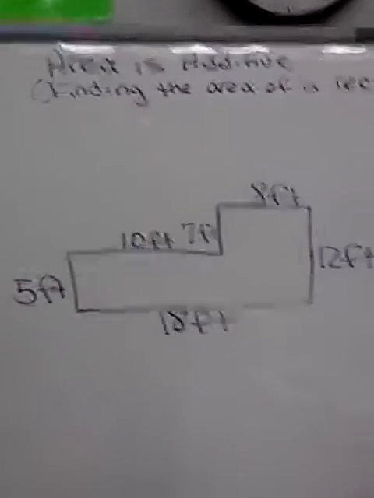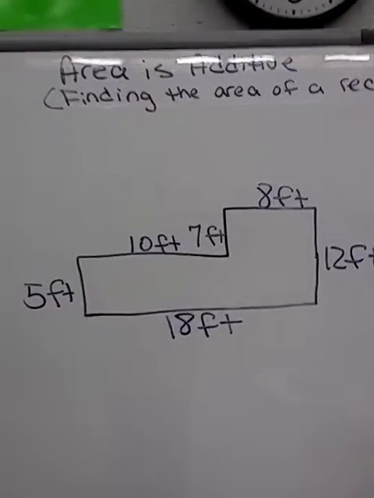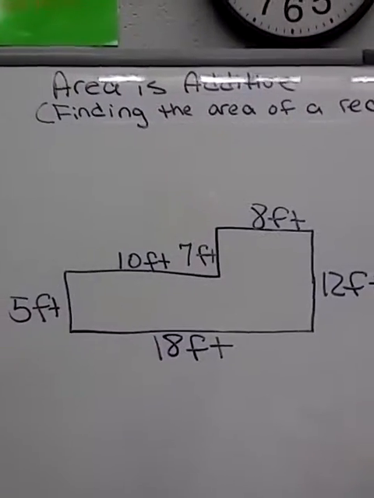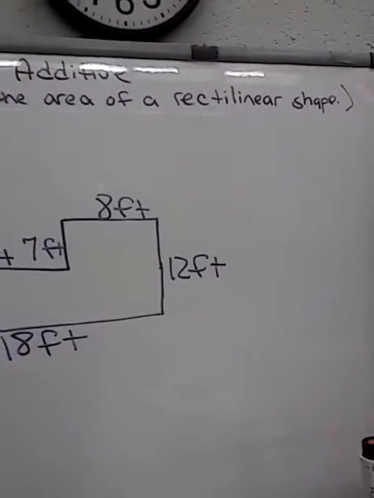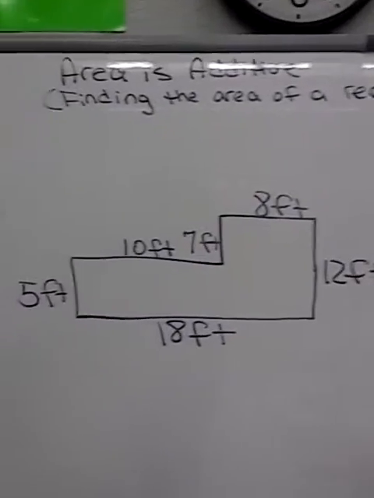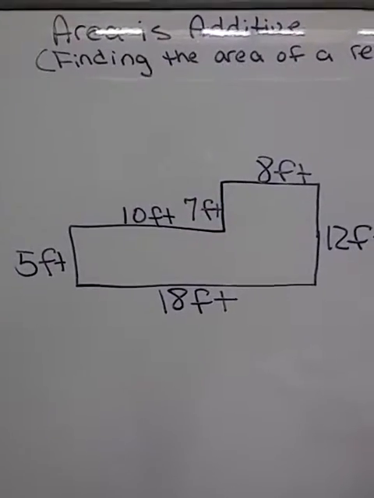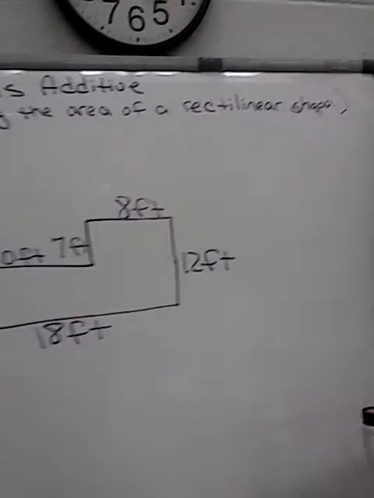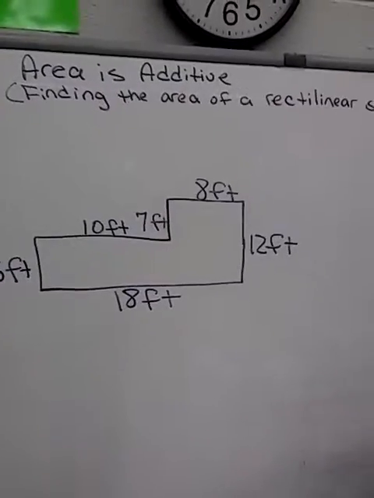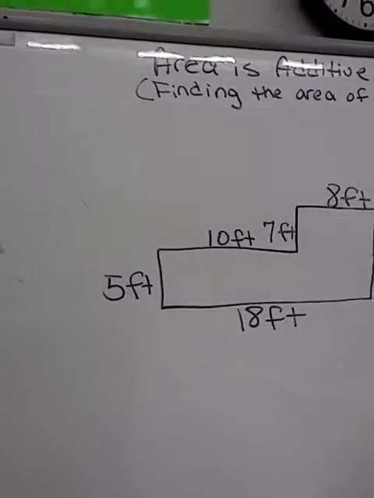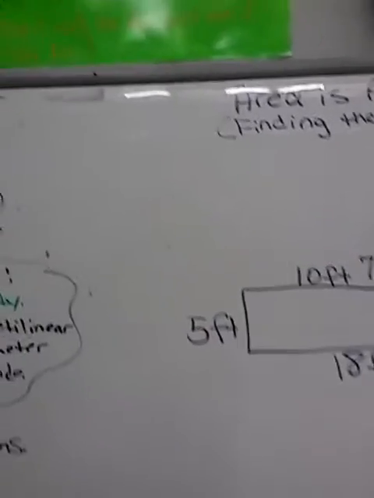Parents, this is Mrs. Mahan, and this evening I'm going to introduce to you all a quick tutorial on finding the area of a rectilinear shape. And that's basically what that shape is called. It's a rectilinear shape. It's in the rectangle family. And so when we're finding area, we've been actually doing this over the past few weeks.